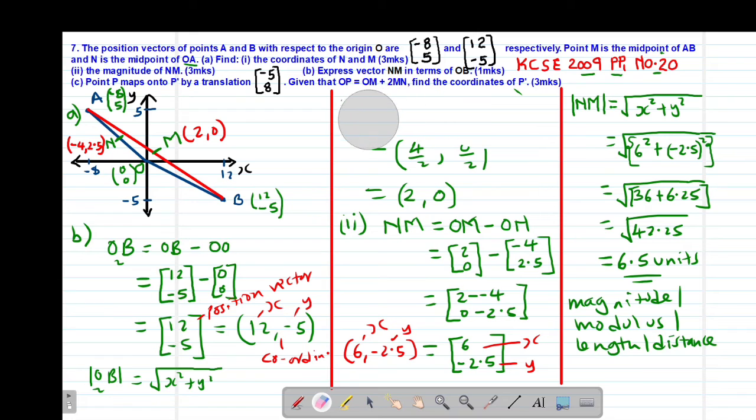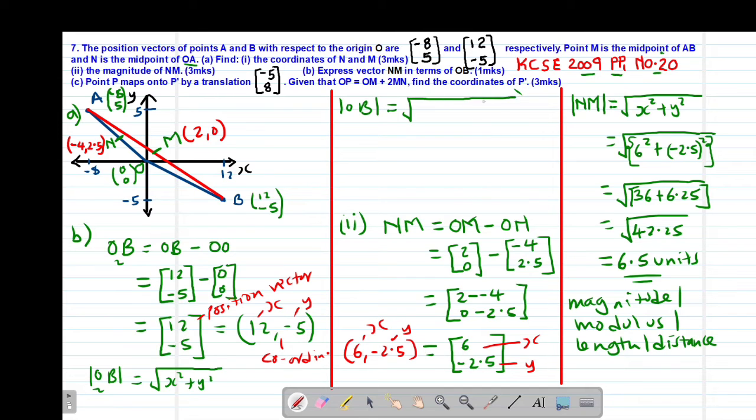Therefore, if I connect those two, the magnitude of OB, or the modulus of OB, will be given by the square root of the x coordinate, 12 squared, plus the y coordinate, negative 5, also squared. If you take 12 squared plus negative 5 squared, you get 169. The square root of 169 gives you 13. So OB is 13 units.